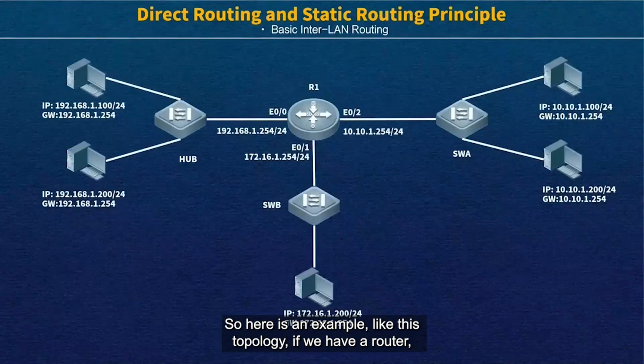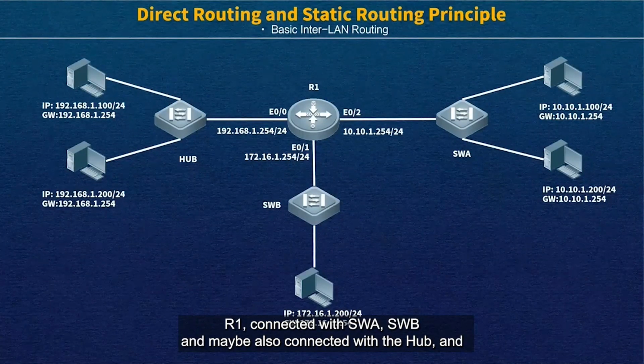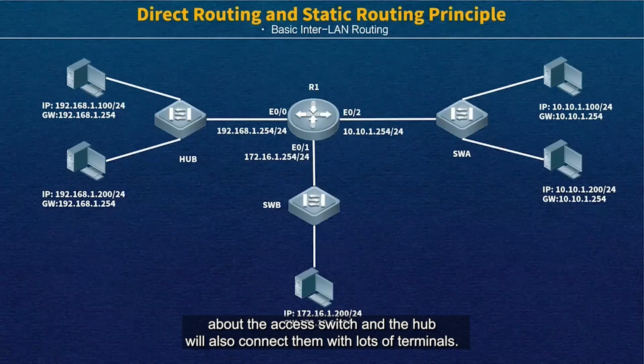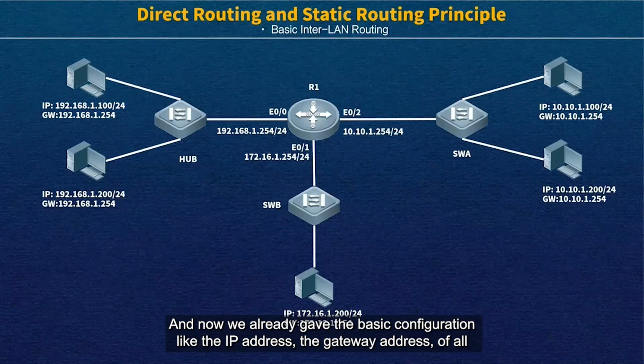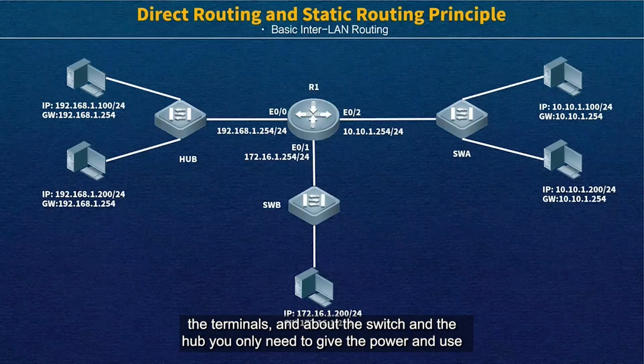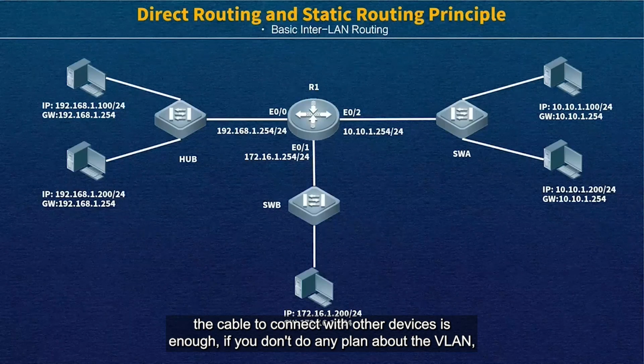So here is an example for this topology. If we have a router, Route 1, connected with switch A, switch B, and maybe also a hub. And the access switches and the hub also connect with lots of terminals. Now we have already given the basic configuration, like the IP address and the gateway address, of all the terminals. And for the switch and the hub, you only need to give them power and use a cable to connect all the devices. It's enough.